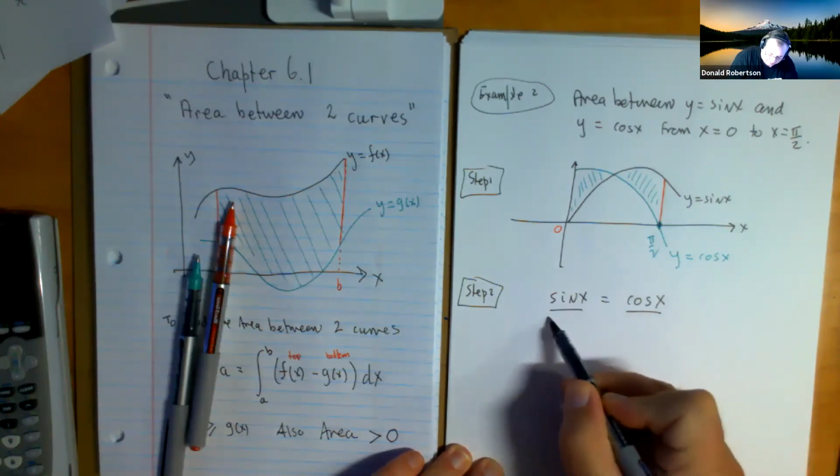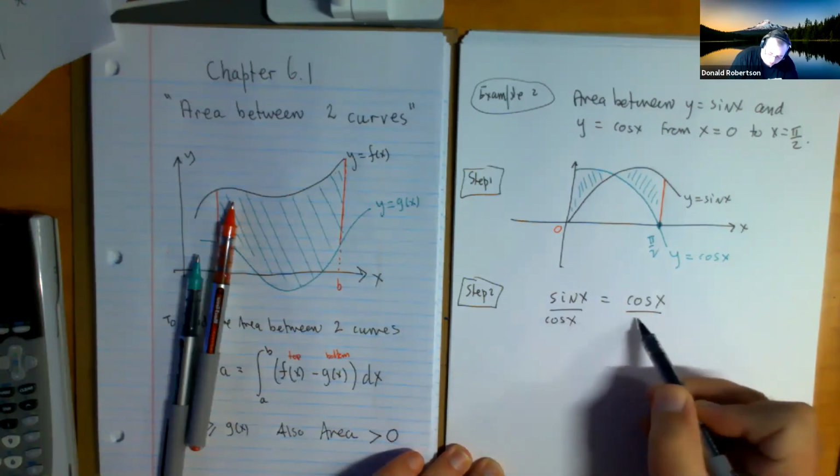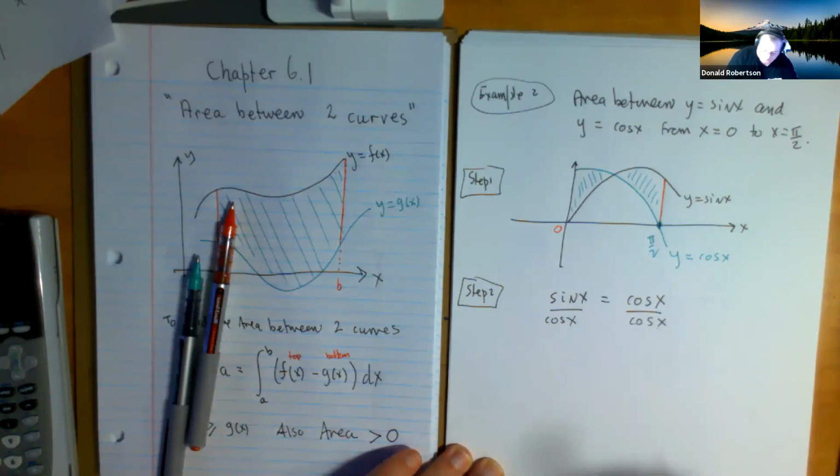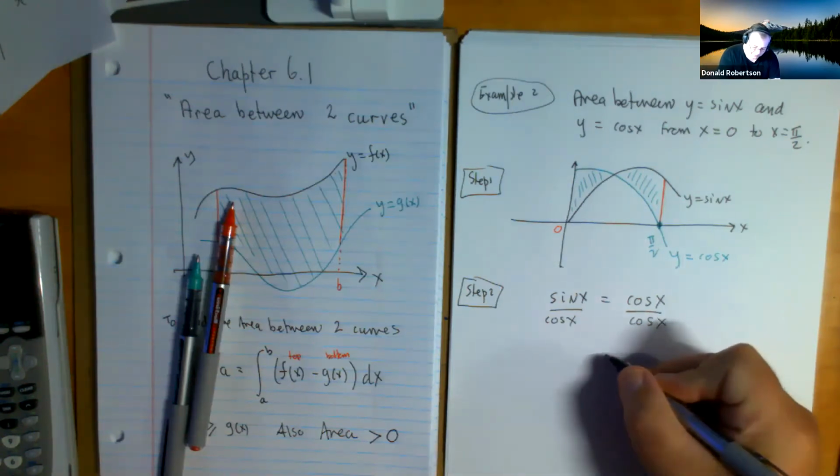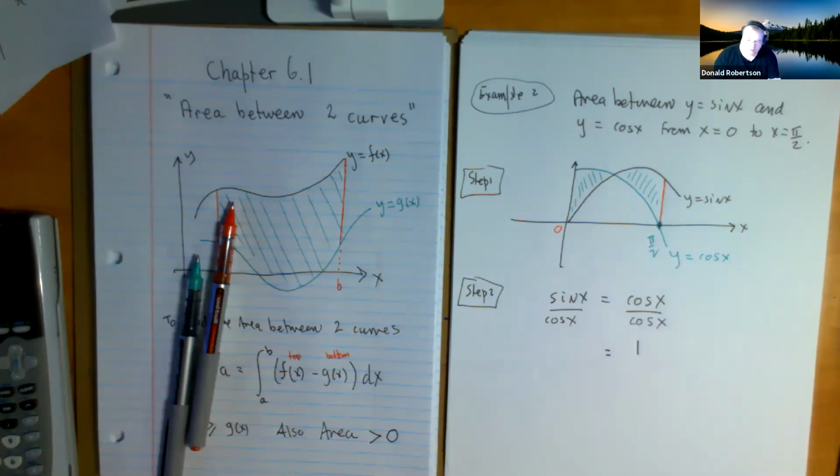There is a trick that works quite well in some circumstances, and it's the "as long as you do it to both sides, it's okay" rule. So I'm going to divide both sides by cosine x. As long as there's no zeros involved, that's okay. And the right-hand side is 1.